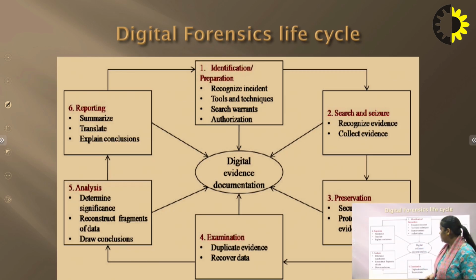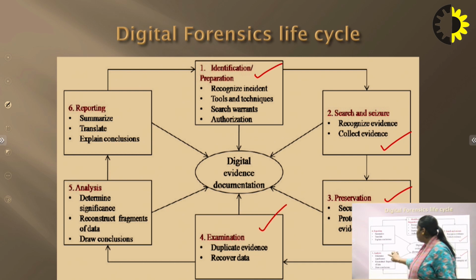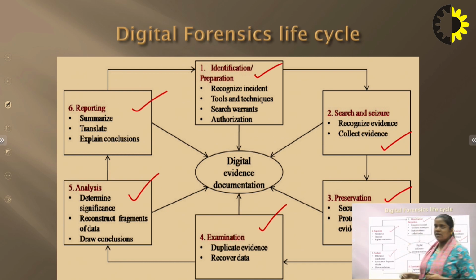Here we can understand this with the help of a diagram. The first approach, as I have already discussed, is identification. The second one is search. The third one is preservation. The fourth one is examination. The fifth one is analysis, and the sixth one is reporting. After completing all that, we can use the testifying approach to publish a result related to our particular forensics method.